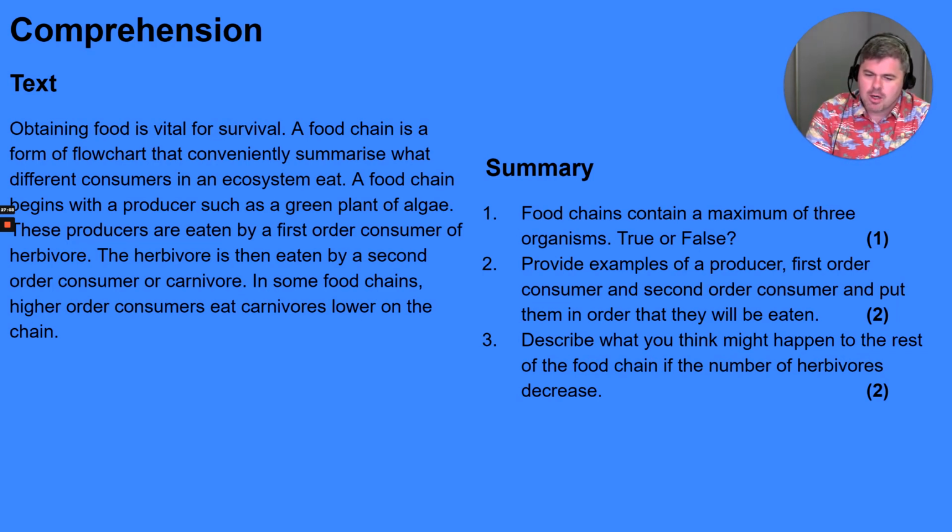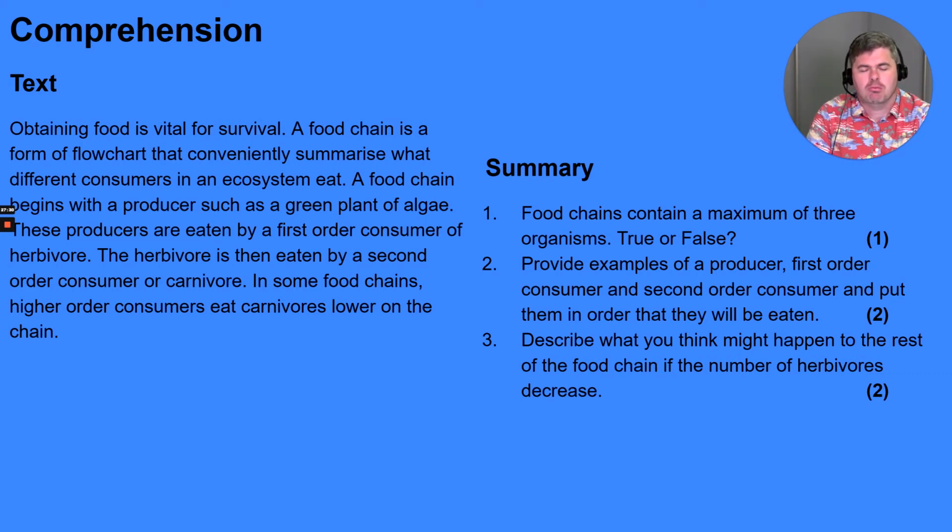Obtaining food is vital for survival. The food chain is a form of flowchart that conveniently summarizes what different consumers in an ecosystem eat. A food chain begins with a producer such as a green plant or algae. These producers are eaten by a first-order consumer or herbivore. The herbivore is then eaten by a second-order consumer or carnivore. In some food chains, higher-order consumers eat carnivores lower on the chain.